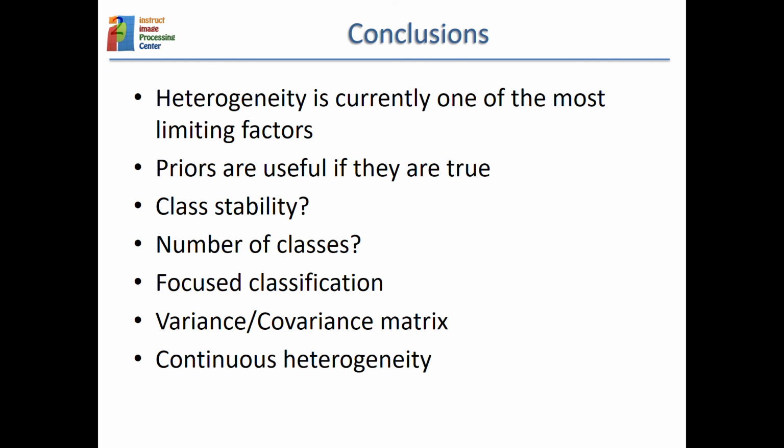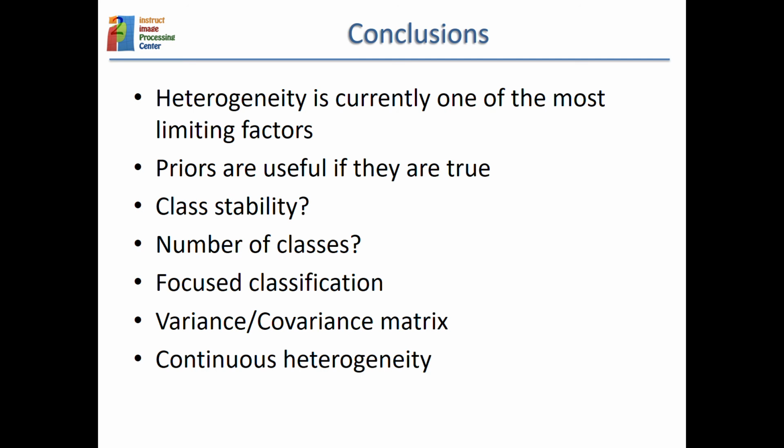So in conclusion, heterogeneity, I would say, is currently one of the most limiting factors, especially because of this instability and the difficulty of getting a stable class for each one of the images. Priors are useful if they are true, so the ones that we are using are not so true, but they are useful in the sense that they help to keep the noise low.